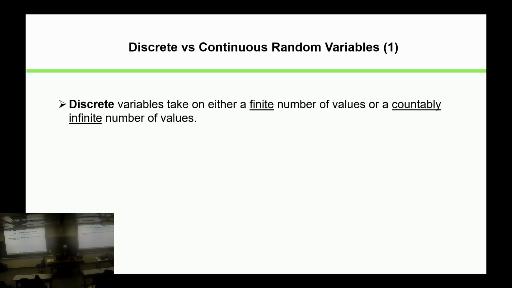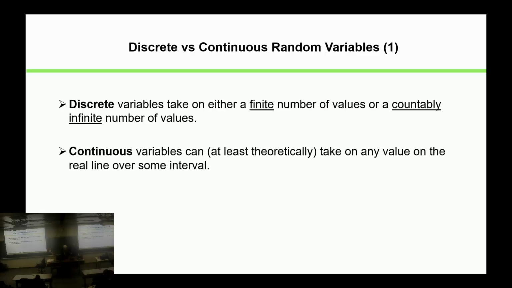Okay. So our continuous variables can, at least theoretically, take on any value on the real line over some interval. And you probably are going to have a lot more to say about that. Well, a good example is the one we just did with the triangle. That could be anything from -2 to 2. That's where the density function was positive. So anything between -2 and 2 was a valid thing that it could happen.